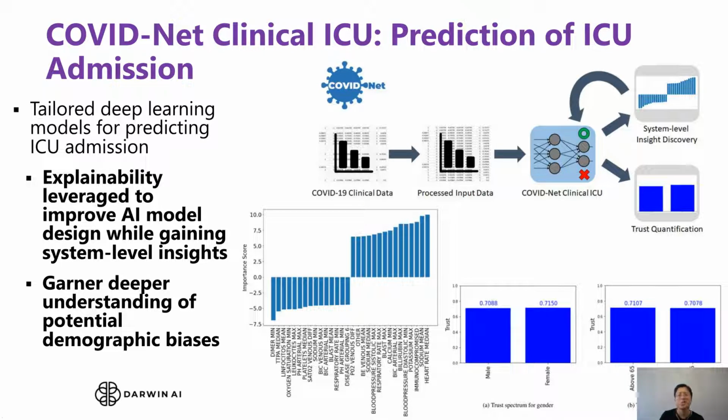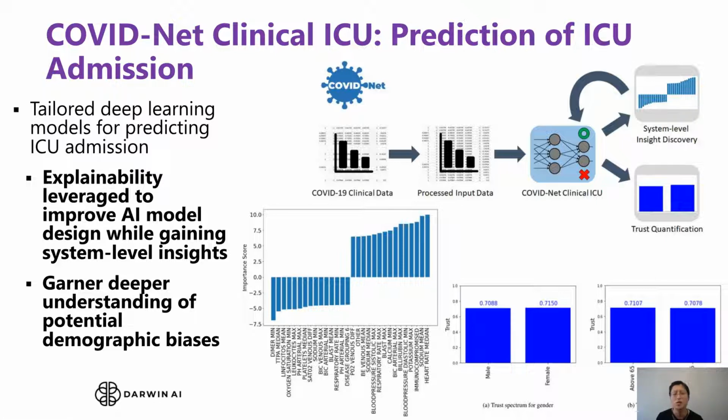Next, we expanded it for more predictive analytics, so essentially for treatment planning. The first thing we did was introduce COVIDNet Clinical ICU, where the underlying goal is to build tailored deep learning models for predicting ICU admission, which is a very important task in the clinical workflow for personalized care of individuals with COVID-19. And so we leveraged explainability to improve AI model design while gaining system-level insights. And so how do we do this?